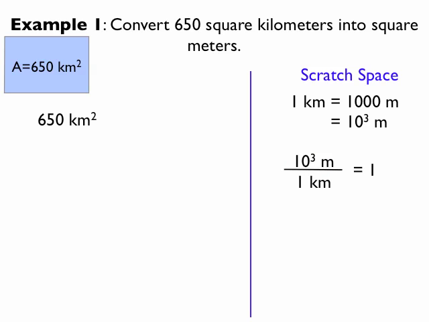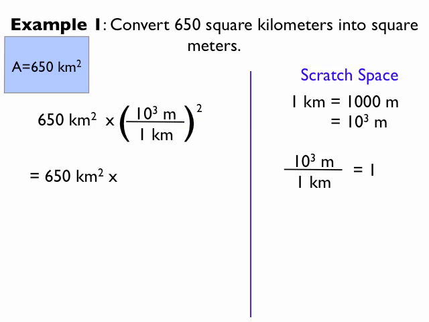We start with the 650 square kilometers, as usual writing square kilometers as kilometers to the second power. To convert this to square meters, we take our conversion from meters to kilometers and multiply by the square of this conversion. Notice that we're still multiplying by a special form of 1, since 10 to the third meters over 1 kilometer is 1, and 1 squared is still 1.